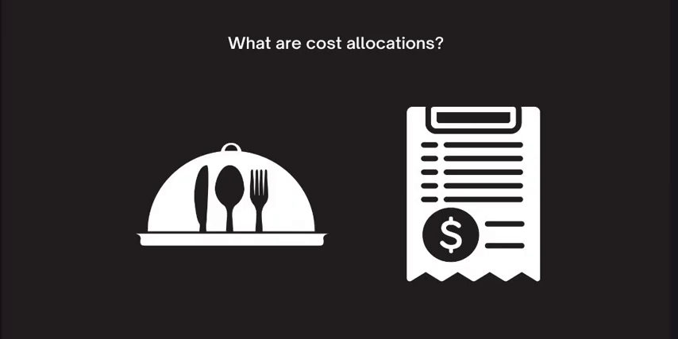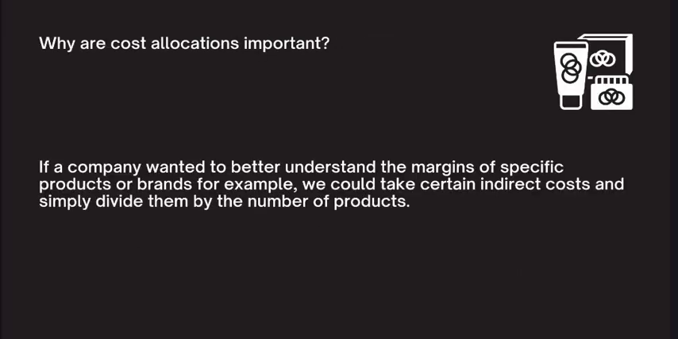But it's not practical to go through the check line by line to assign specific costs to each diner. And what about that bottle of wine that was split unevenly? By taking the total cost and assigning an equal weight to each subset of the population, we perform a very simplistic allocation of costs. But why are cost allocations important?